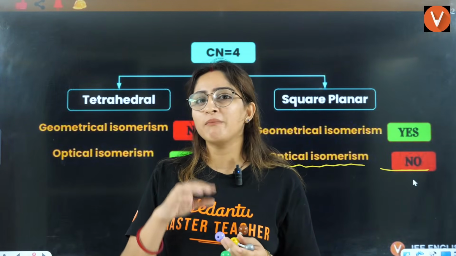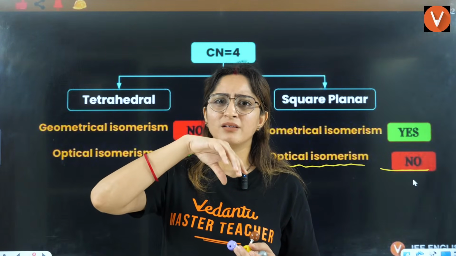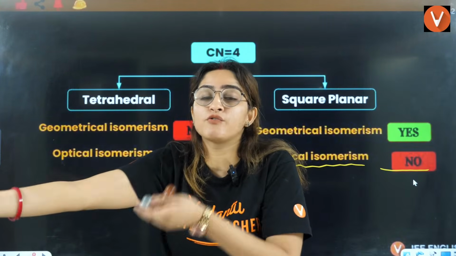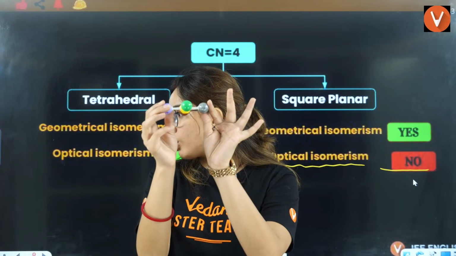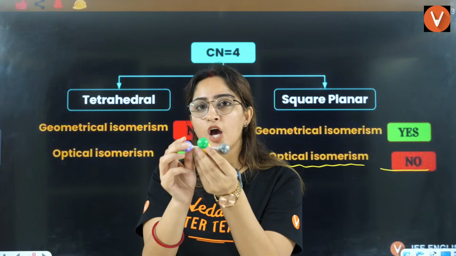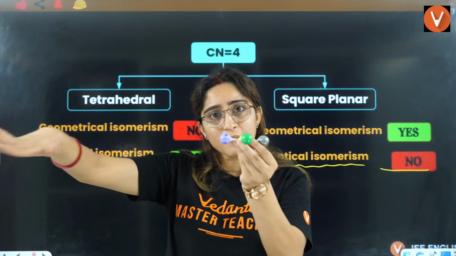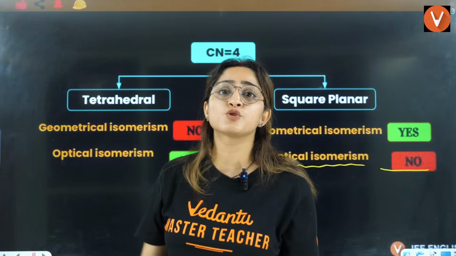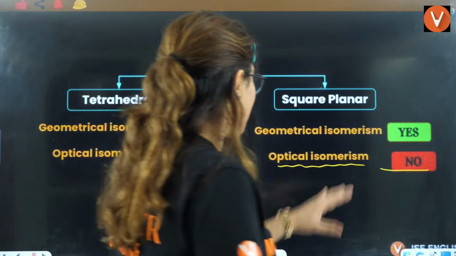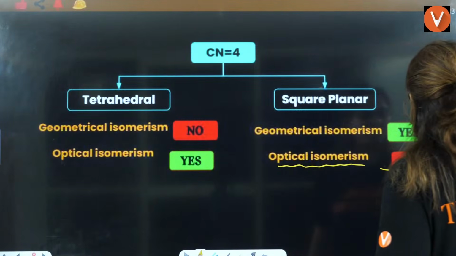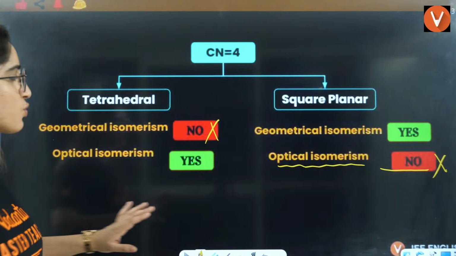See, if you talk about A2B2, A4, A3B, it may have more than one plane of symmetry. I am taking the worst case possible. You have all of them same, or all of them different. Even then there is a plane of symmetry. This plane of symmetry is always present. So it is never going to show any optical isomerism. Square planar never shows optical.